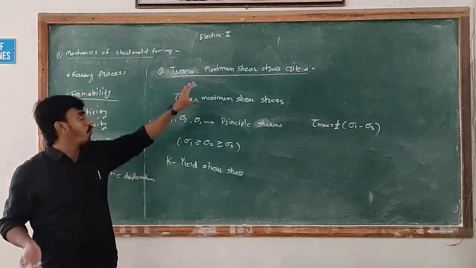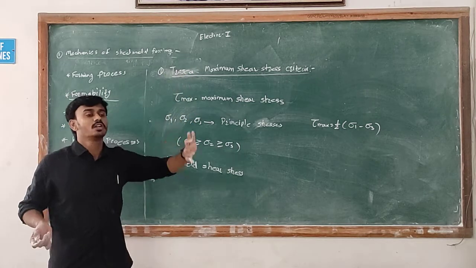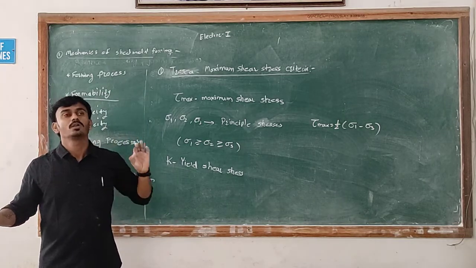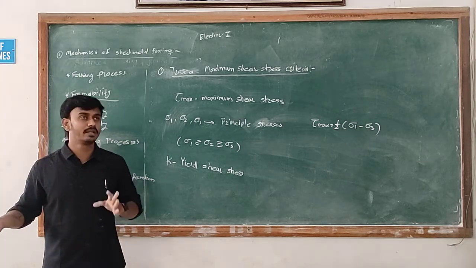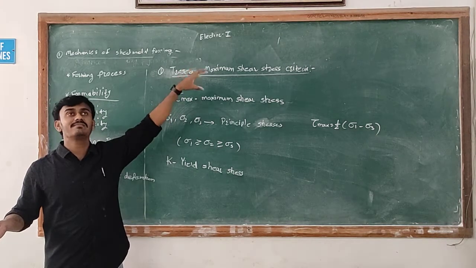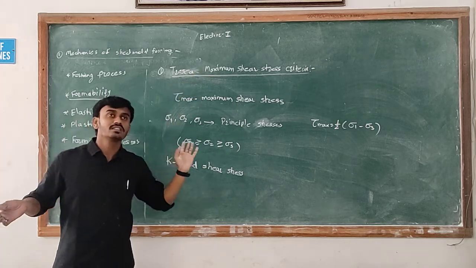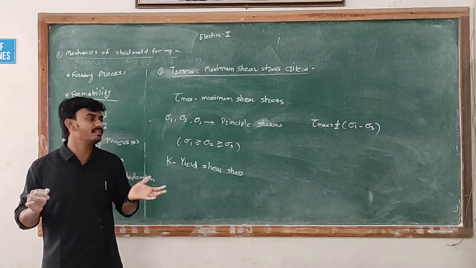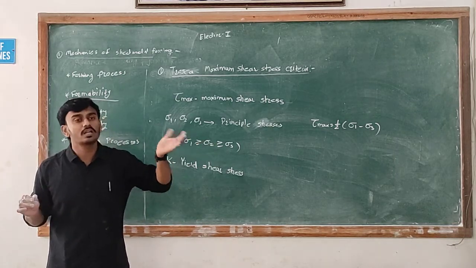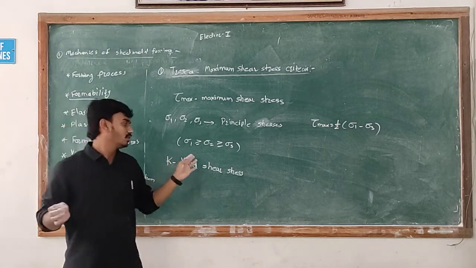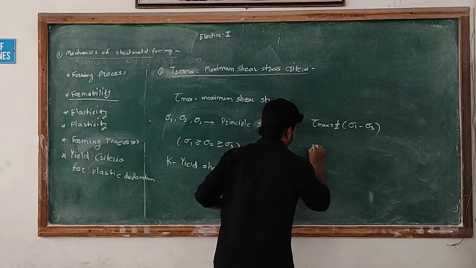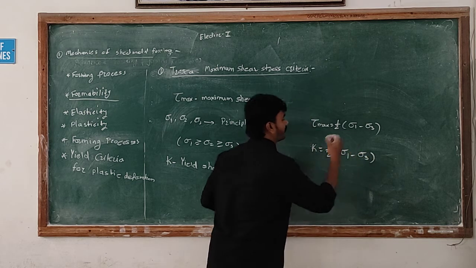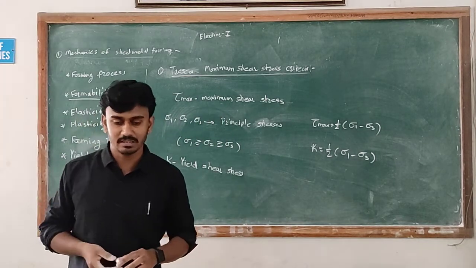Okay, and this criteria states that to initiate the plastic deformation in the material, the maximum shear stress in a material, or the stresses that we applied on the material, should be greater than or equal to the yield shear stress, so that according to this criteria K is equal to 1/2 into (sigma 1 minus sigma 3).